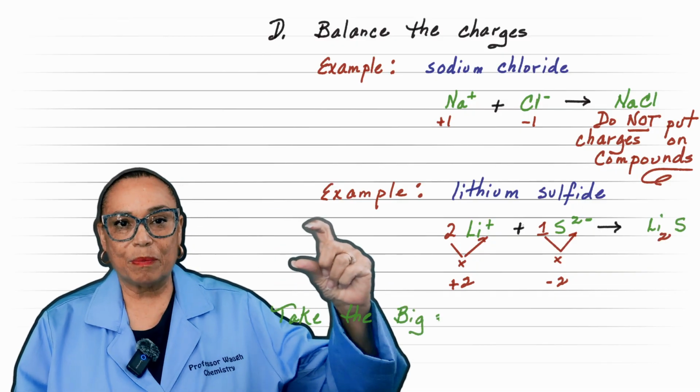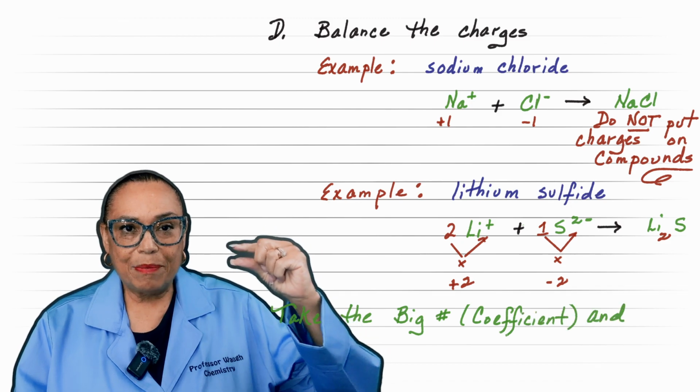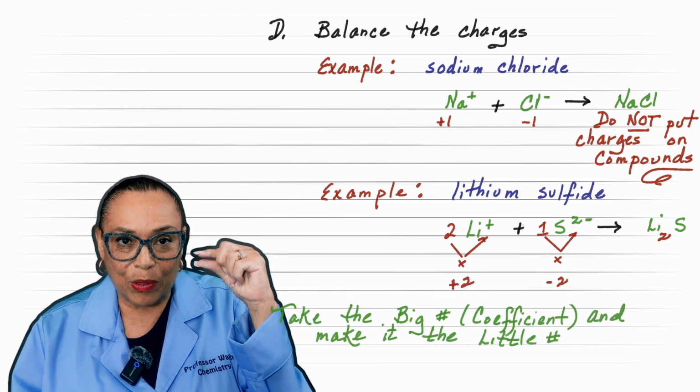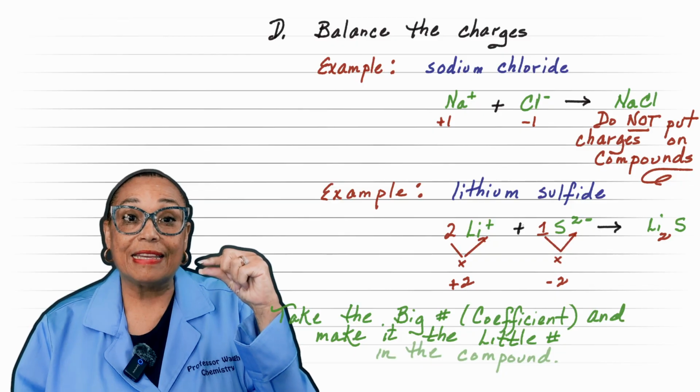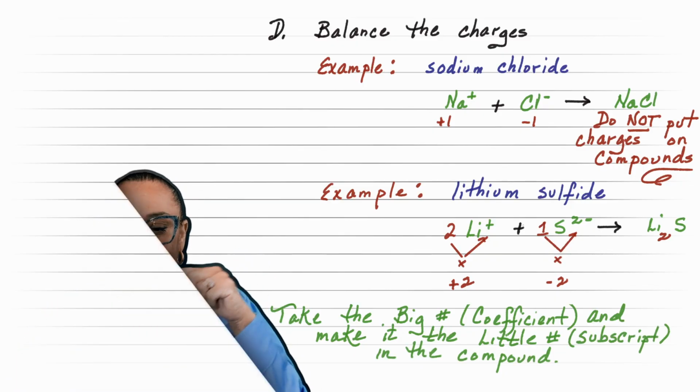Take the big number, which we call coefficients, and make them the itty-bitty number right behind the atom, which we call the subscript.